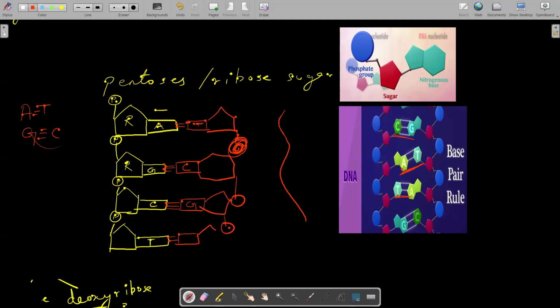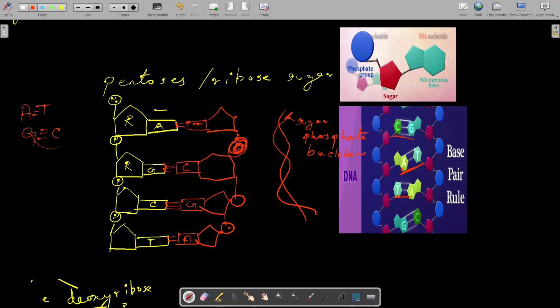So the phosphate group here, the ribose sugar. This is how the whole structure is made. Here it is T, so here it should be A. This is called the base pair rule, ATCG. You see this picture clearly shows how the pairing is done. If you see a picture like this, you must understand that this is the sugar phosphate backbone.